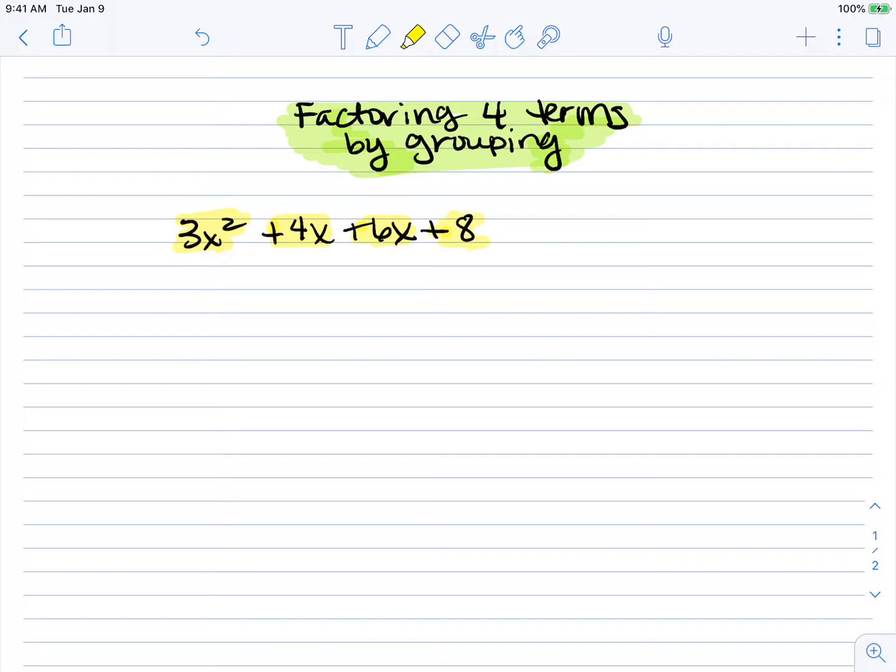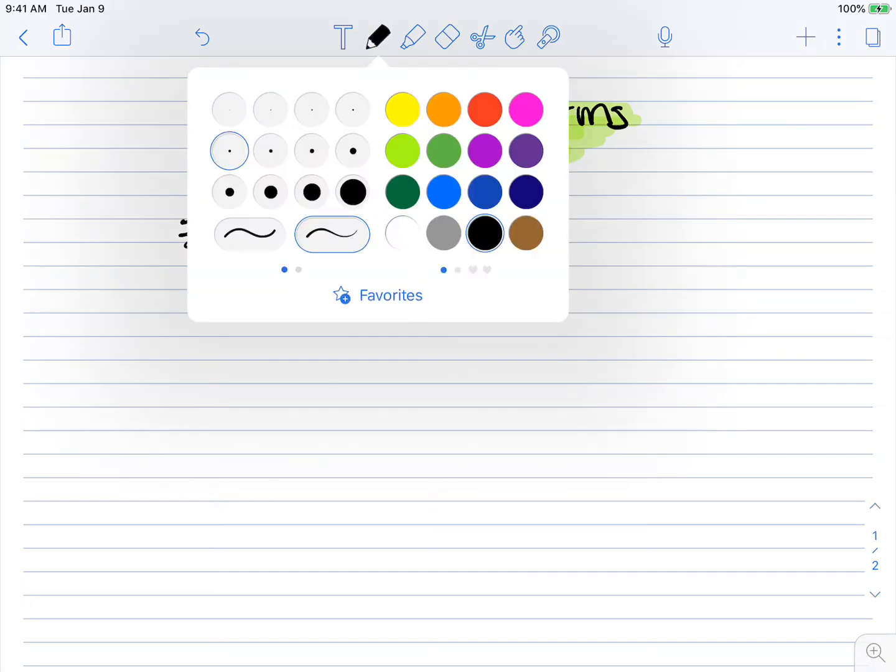So all terms are separated by addition and subtraction, and that's how I know how I can count them in a polynomial. And my goal is always to have four terms when I want to do grouping. Okay, so I'm going to just erase these little highlights here so I can show you how to do the math of this.